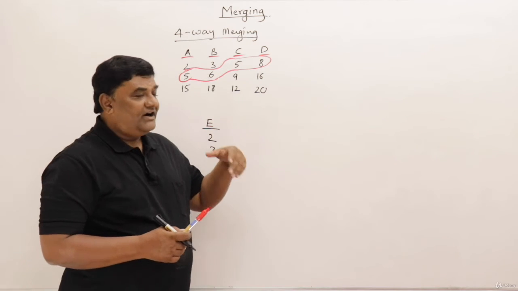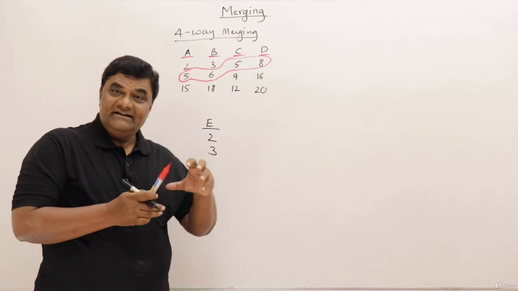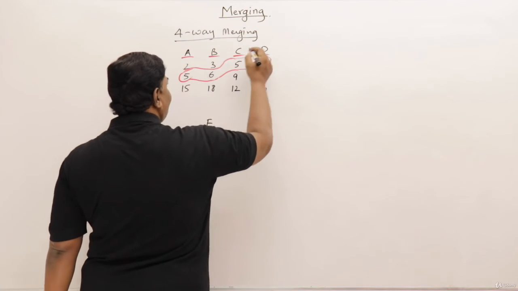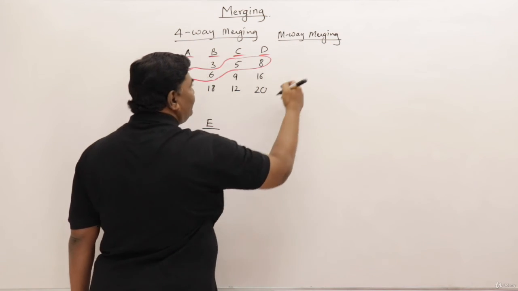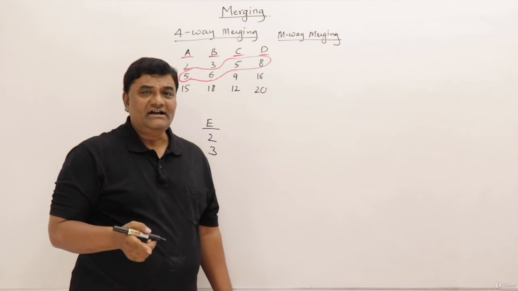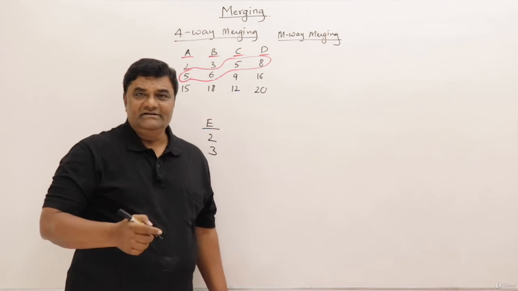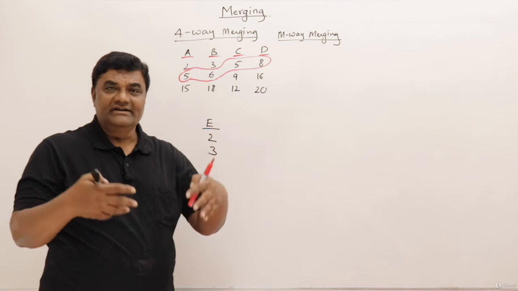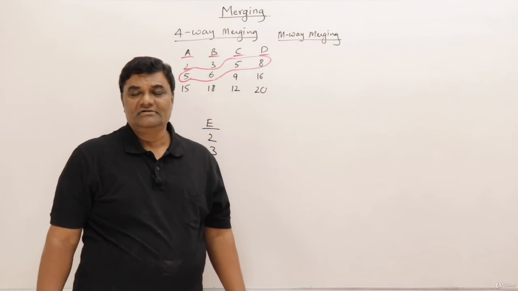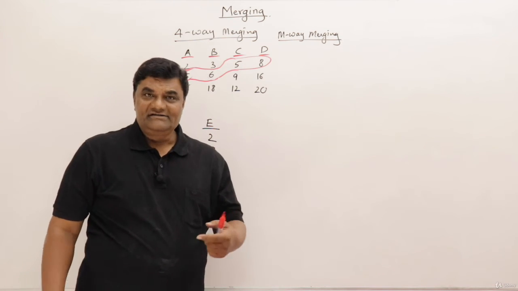So if there are 5 lists, then 5-way merging. If there are m lists, then it is M-way merging. M-way merging is a known term. M-way merging means merging M sorted lists into a single sorted list. So M can be anything. It can be 3, it can be 4, it can be 10, it can be anything. So we are merging all lists together. We compare one element from each list and copy the smallest one. Then there is another solution for this one. We'll look at that solution.